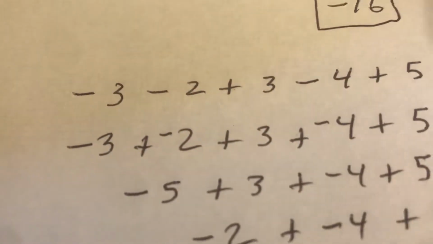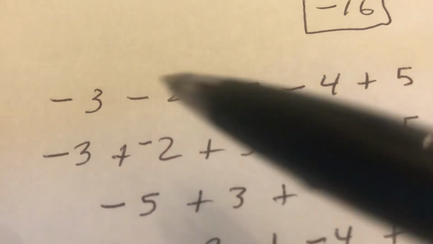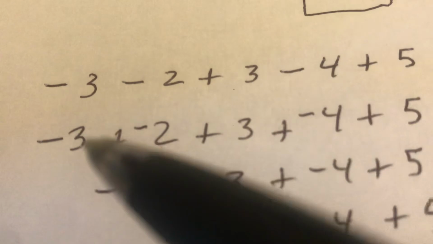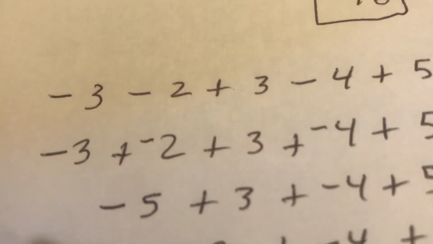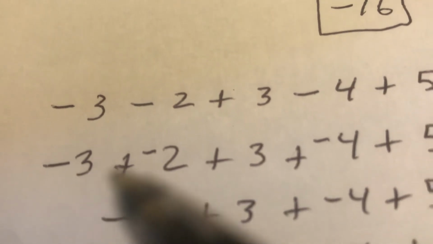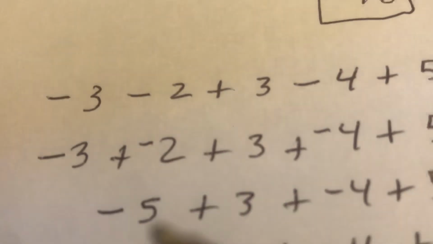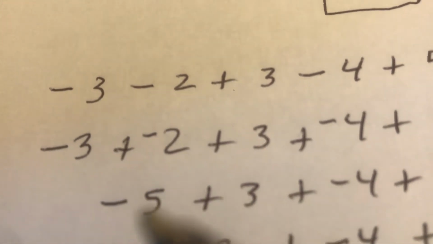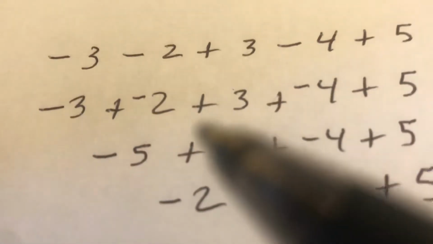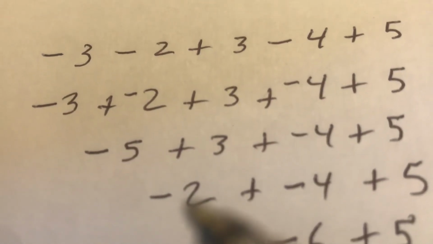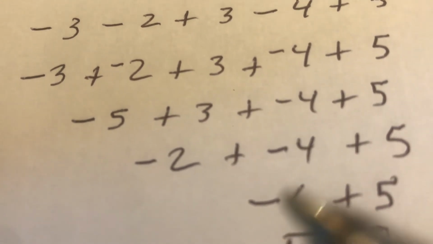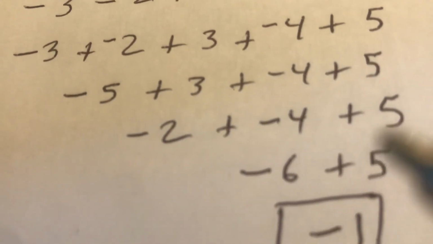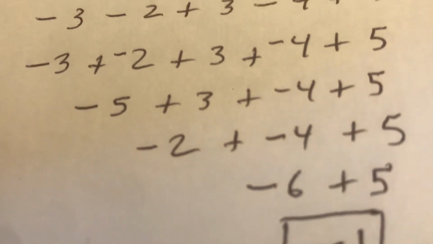The third example, once again, I get rid of the minus. I don't do the parentheses like Saxon, so I write it as plus a negative 2, plus a negative 4. And then going left to right. Negative 3 plus negative 2 is negative 5. Negative 5 plus 3, the answer is negative 2. Negative 2 plus negative 4 is negative 6. And negative 6 plus 5, I know my answer is negative, it's negative 1.